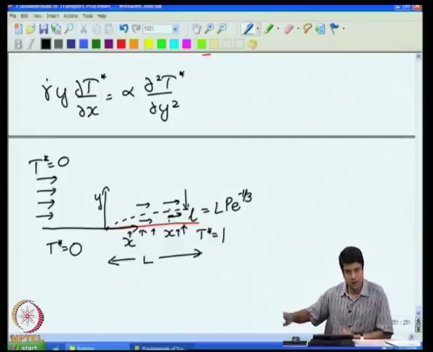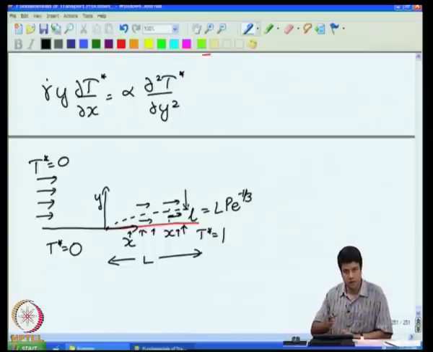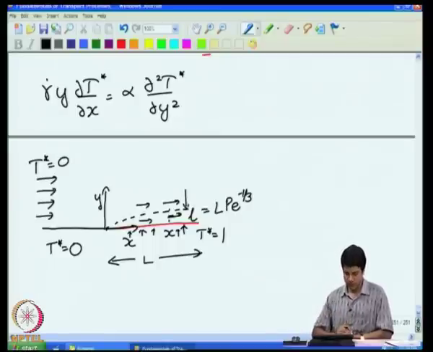Because the remainder of the heated section is downstream of this position, and flow is carrying the heat downstream. Okay, so there can be no diffusion in the streamwise direction, which basically enables the temperature at this location x to feel the downstream locations.